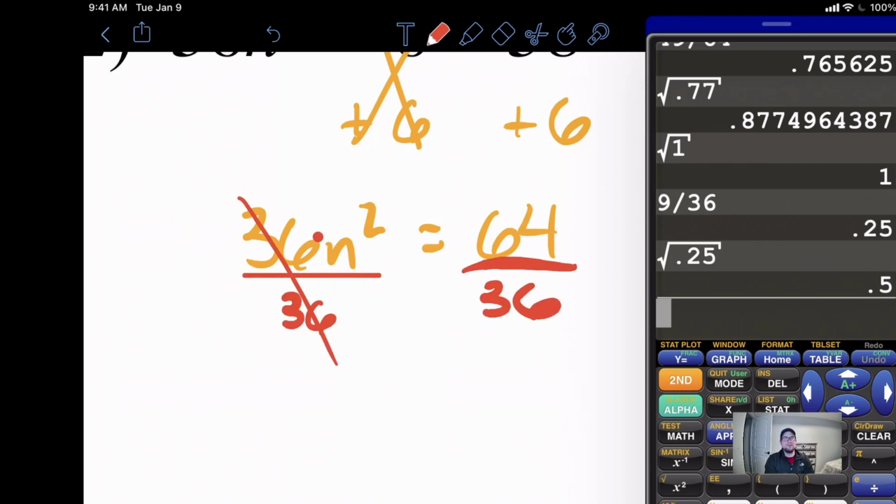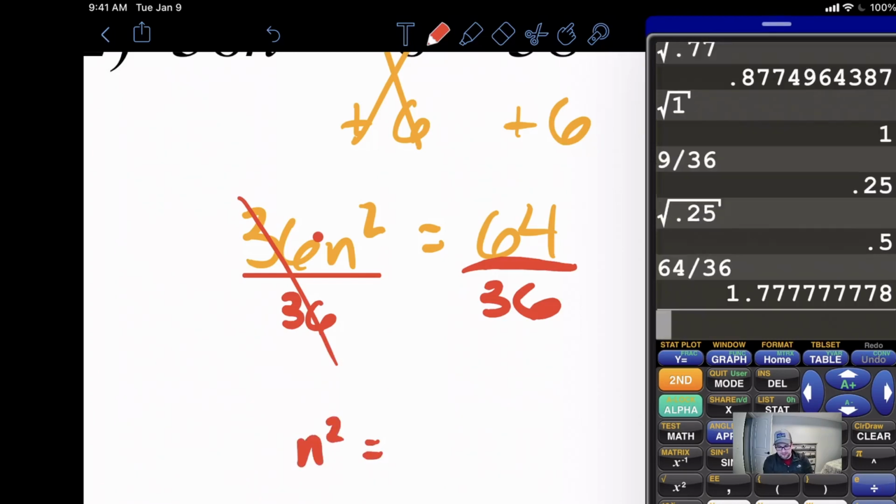So these two pieces are going to cancel each other off. And that's, of course, going to leave me with n squared. Now, 64 divided by 36 is 1.777. And remember, we've been rounding to 2 decimal places. So since this is bigger than 5, that's going to round this up to 1.78.